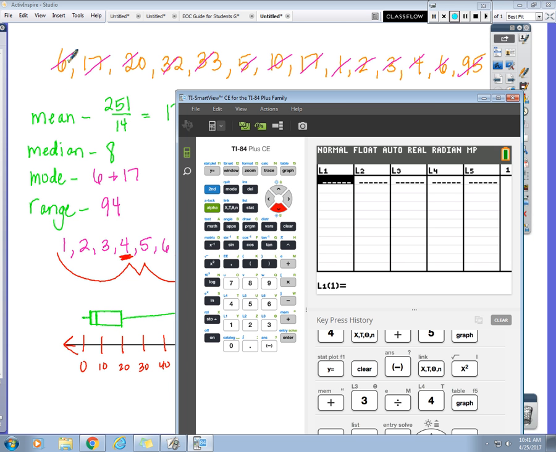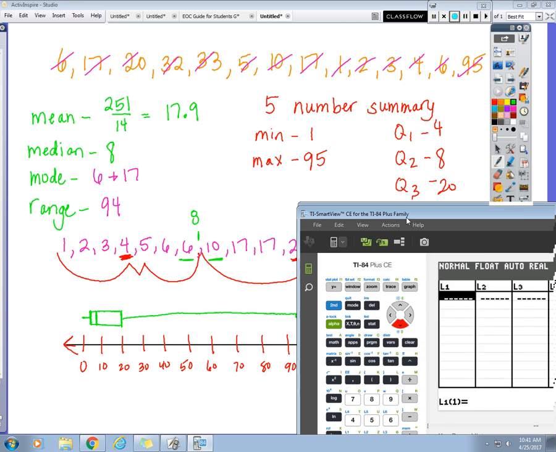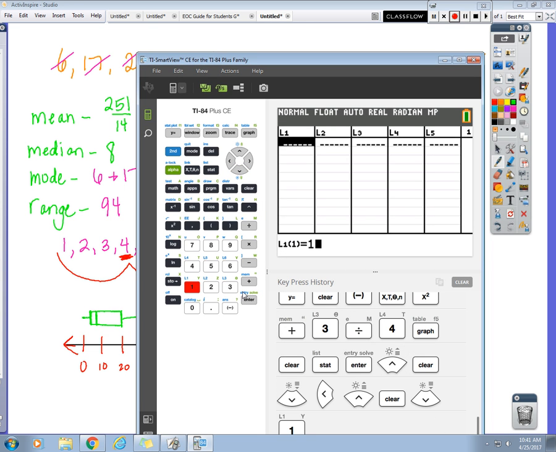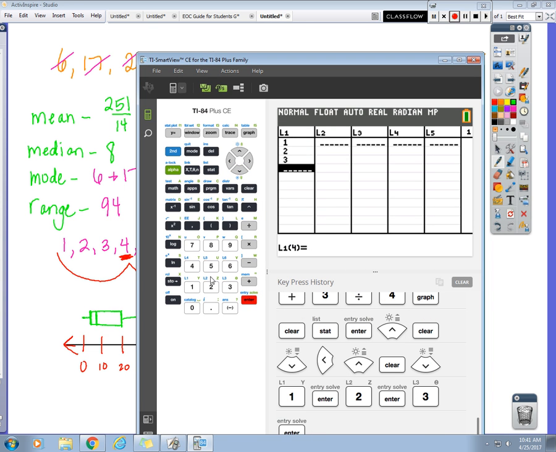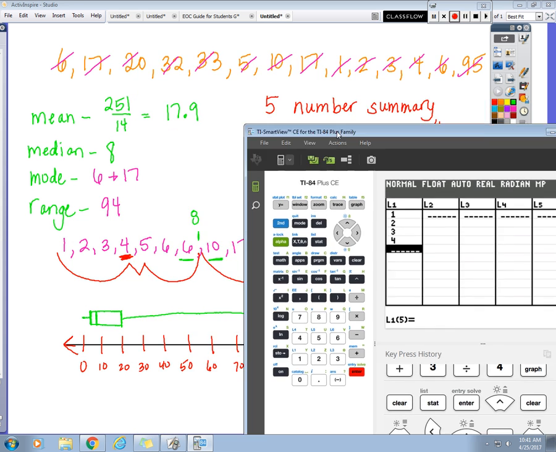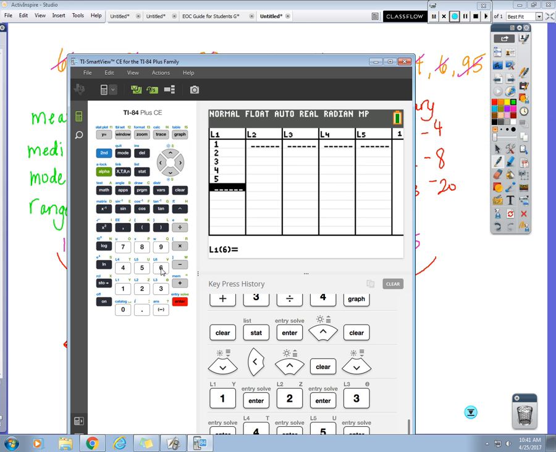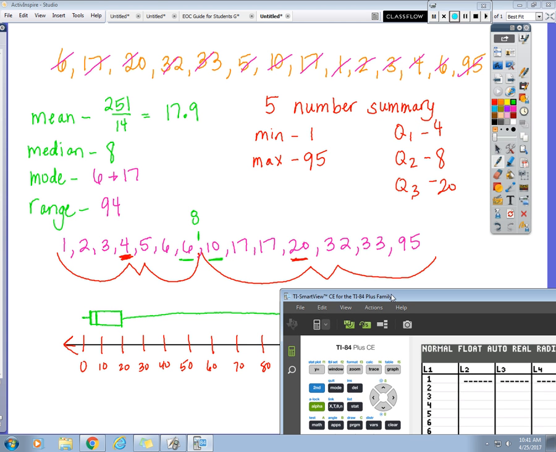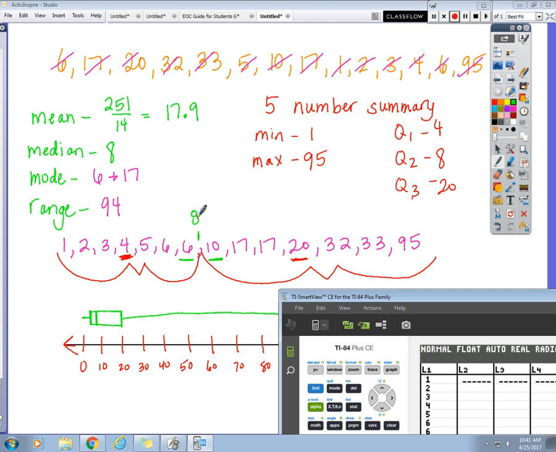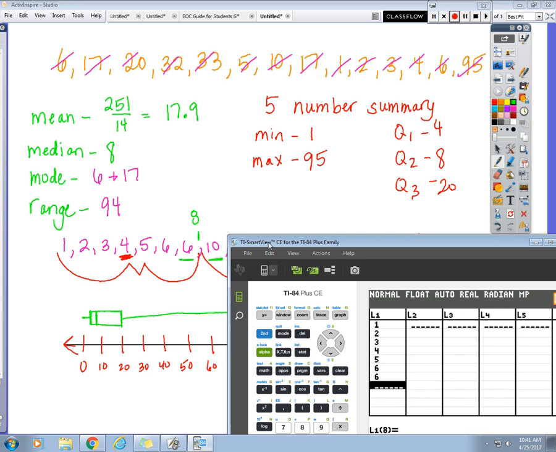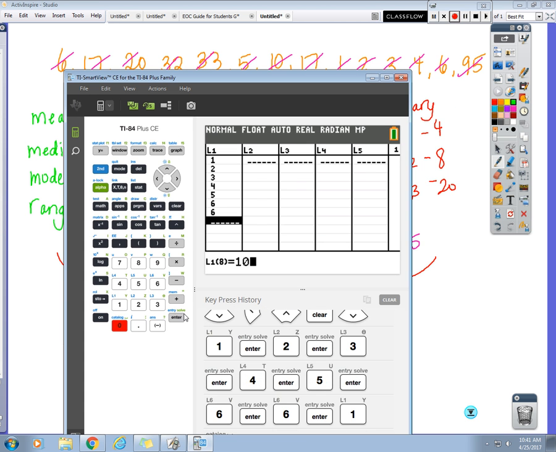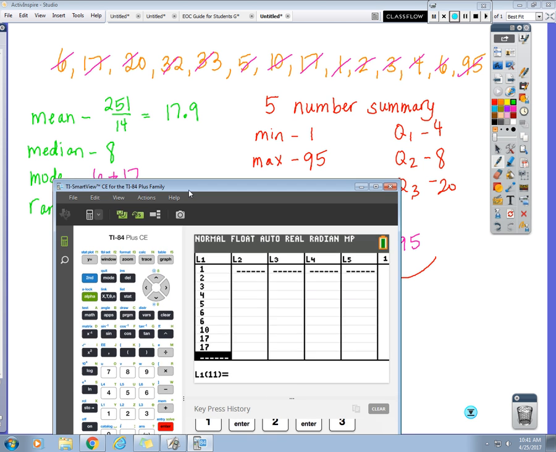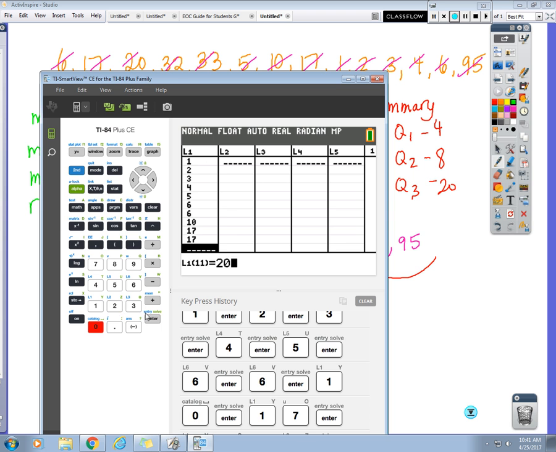So type it in. You can type it in either order. It doesn't matter. I'll just type them in since we already put them in order. 5, then 6, 6. You type in yours. I'll type in mine. And then do not type in 8 because that wasn't part of our data. Remember. So 10, 17, 17. 20, 32, 33.